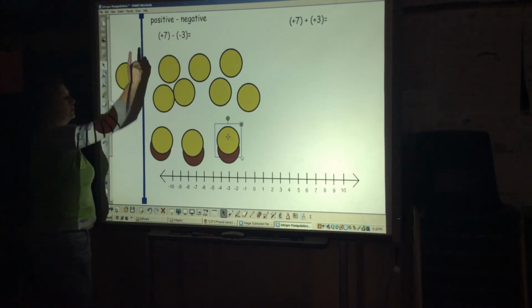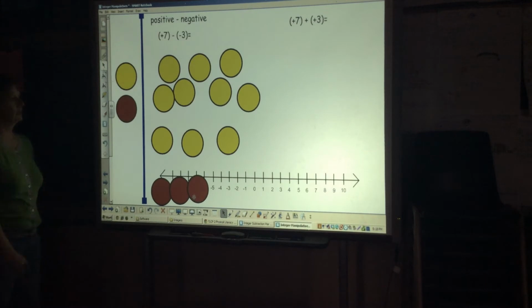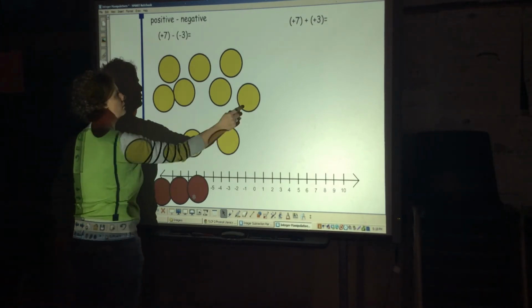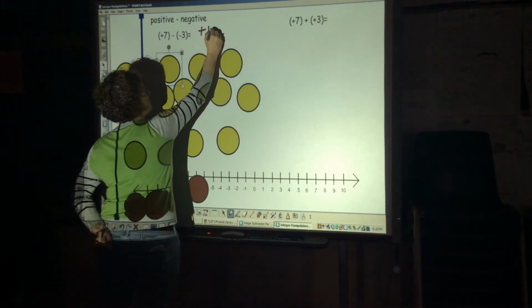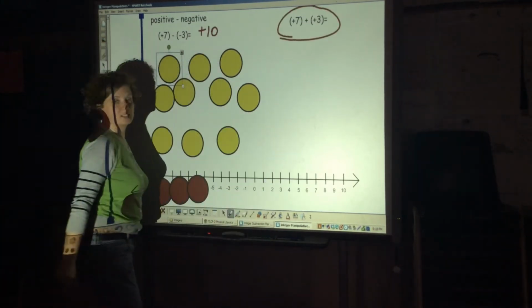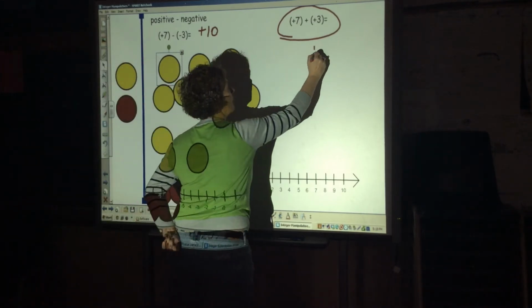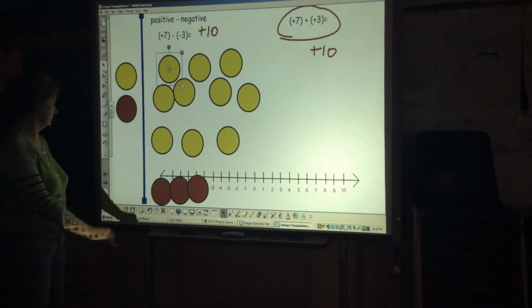All right, now I'm going to take away those negatives, 1, 2, 3. So now I notice I have 1, 2, 3, 4, 5, 6, 7, 8, 9, 10. So positive 10 is my answer. Now I know that 7 plus 3 equals positive 10. So it works.